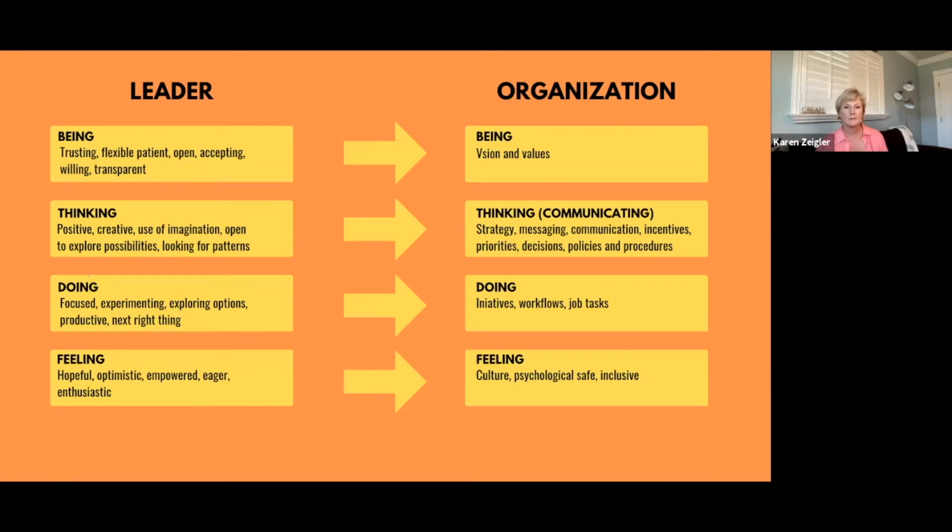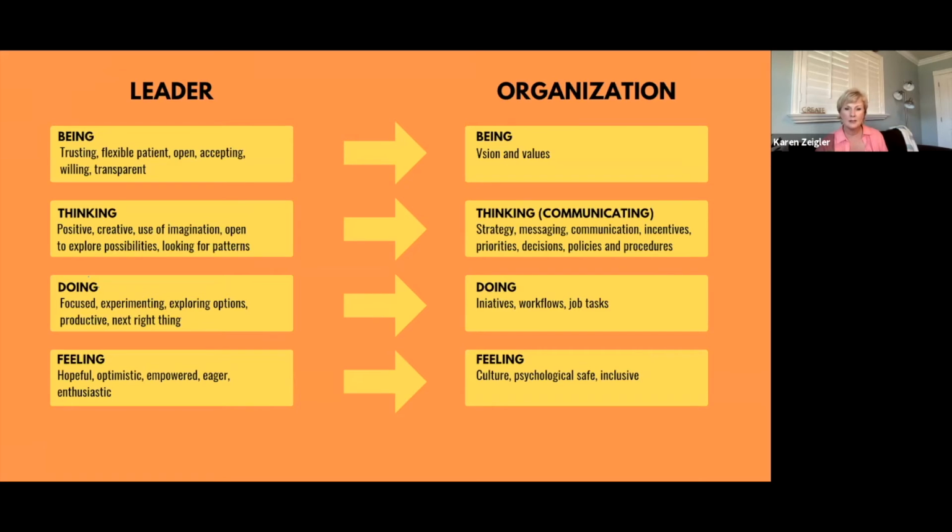The thinking becomes communicating inside the organization, because we have no way of knowing a leader's thoughts or the collective leader's thoughts without communication. And so thinking translates into communication. It's how do we make our thoughts known? We write them down or communicate them. So for the thinking part of the organization as an organism, it's the strategy, the messaging, the communications, incentives, priorities, decisions, policies, and procedures. Those are the things that occupy the thinking space for an organization.